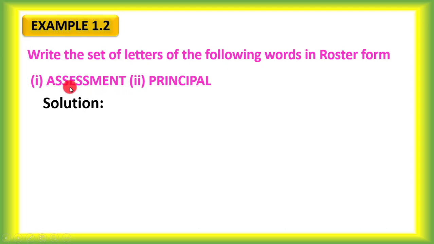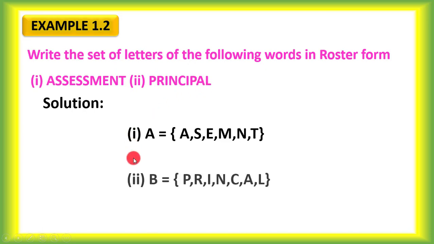So we are going to collect the letters from the word. If any letters are repeated, we need not write them again and again. So the first one is the set A, which contains the letters A, S, E, M, N, T. Similarly, the next problem: set of all letters of the following word, principal. What are the letters present here? P, R, I, N, C, I, P, A, L. So the set B contains P, R, I, N, C, A, L.